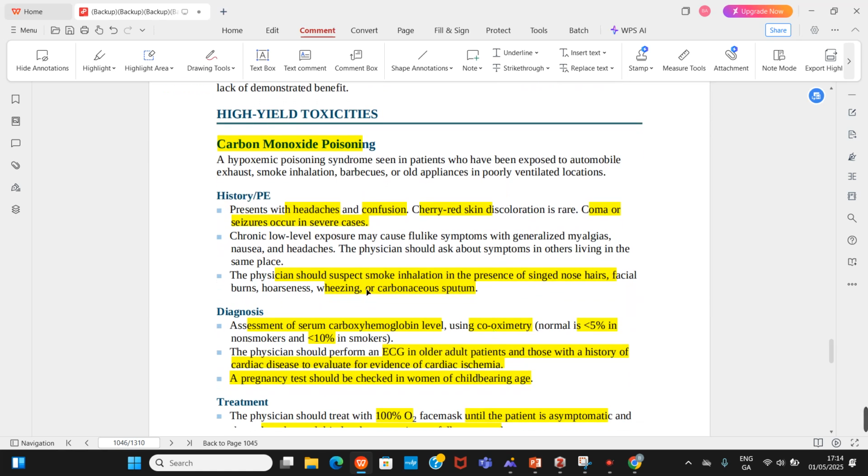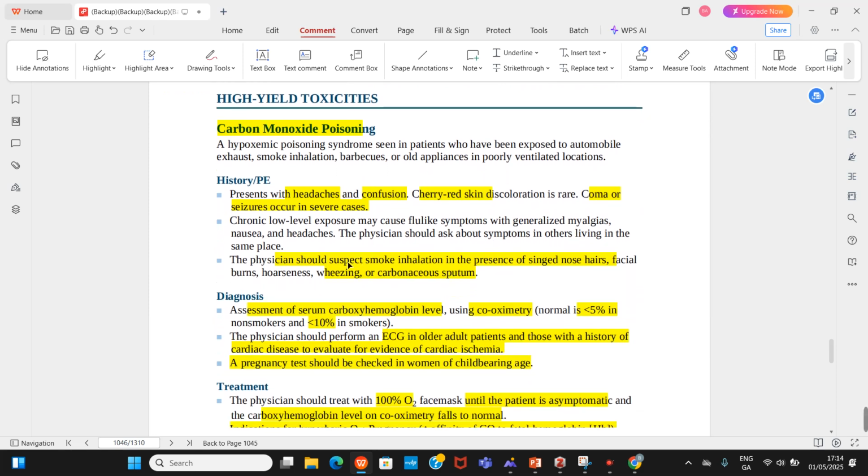So what are the highly toxic agents that we must know? Number 1 is carbon monoxide poisoning. This one is very common in people exposed to fumes: automobile fumes, smoke from a furnace, fire, burning bushes, burning buildings, barbecues, and appliances that are connected and not removed in poorly ventilated homes. Generators are very common in Africa. Generator fumes cause carbon monoxide poisoning.